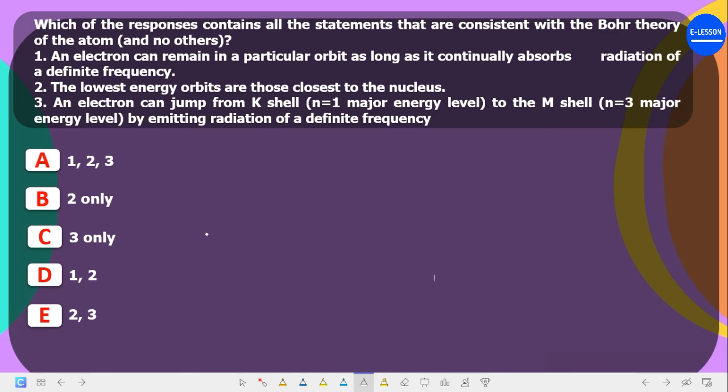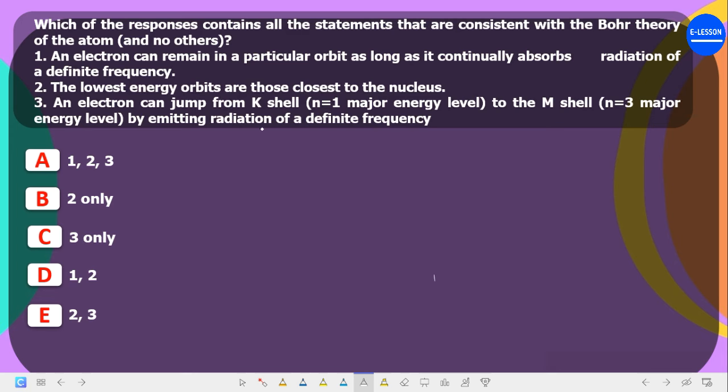Thank you. Now the question says, which of the responses contain all the statements that are consistent with Bohr's theory of the atom? The first one you have here is, an electron can remain in a particular orbit as long as it continuously absorbs radiation of a definite frequency. Is that true? Now, number 2, we have the lowest energy orbits are those closest to the nucleus.